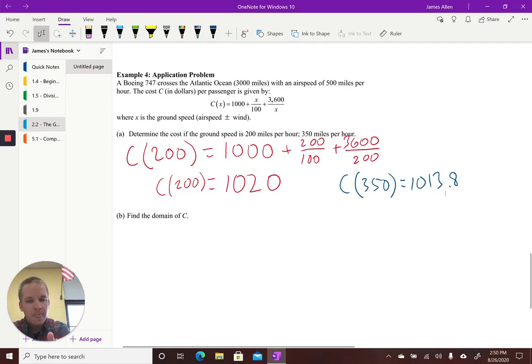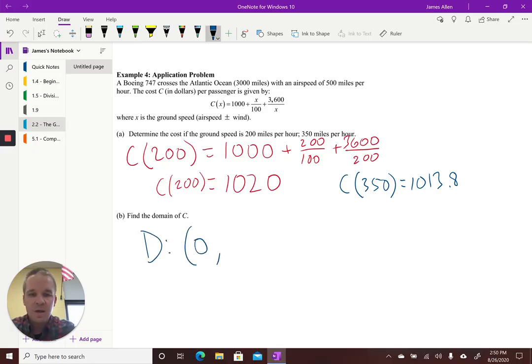But we're not going to have a negative ground speed. That would be going backwards, I guess. You know, I don't think planes work that way. So at least not a 747 to my knowledge. So what I'm thinking here is our domain is going to have to be larger than 0. So our domain is going to be greater than 0. It can't be 0, it can't be negative. And because we don't really know enough information necessarily about this airplane, I'm just going to throw that thing to infinity.